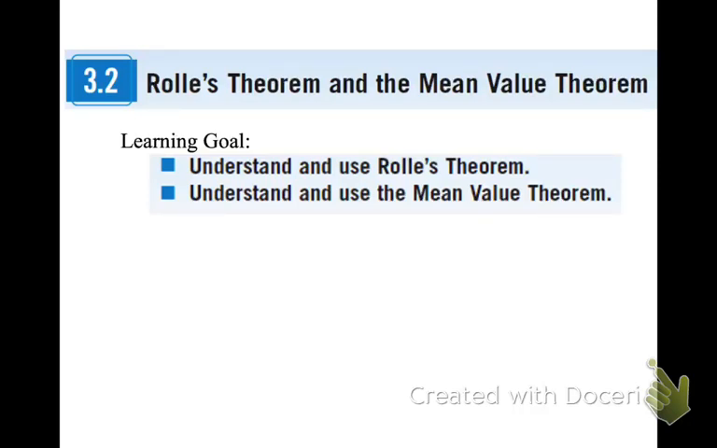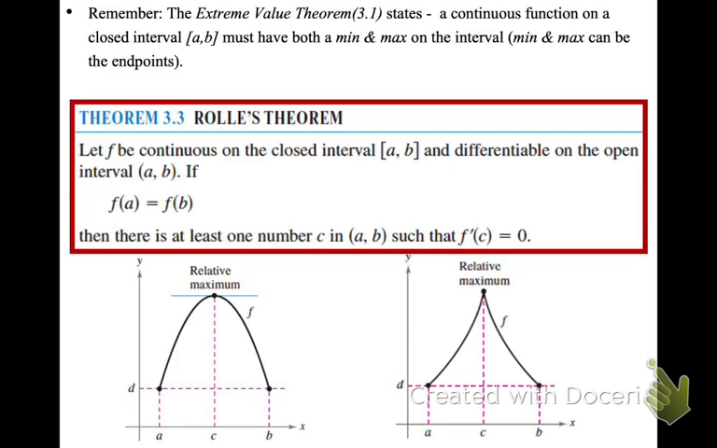Okay, so Rolle's theorem and mean value theorem. We're going to be working with both of those today. Just remember from last section, the extreme value theorem just said if a function is continuous somewhere on a closed interval a to b, there must be a minimum and a maximum, whether that's the endpoints or some point in between, but they have to have a min or max. So that kind of goes into Rolle's theorem.